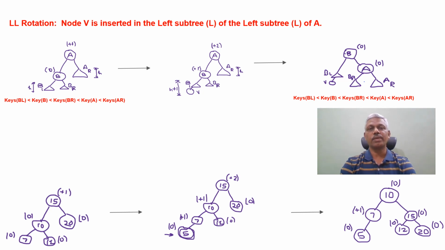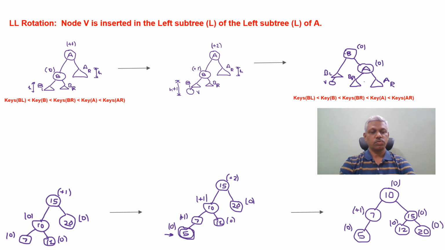If we recalculate the balance factors again, we can clearly observe that the balance factor of B is 0 and the heights are adjusted here. So balance factor of B is 0 and balance factor of A is 0. Now we will look into the example here by following the above observations.